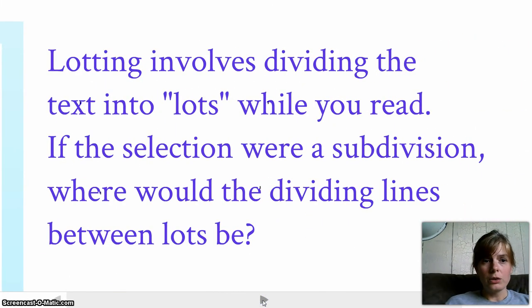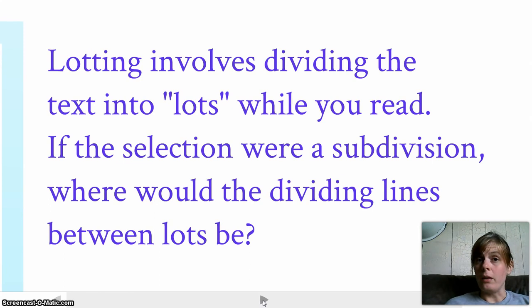So when you lot, you divide up the text into lots, just like if the text was a subdivision and we want to divide it up into different plots of ground. Of course, it'll be divided along the lines of these paragraphs have this in common, these paragraphs have this in common. If you're reading a fictional selection, you might look for the introduction, the conflict, the rising action, the climax, the following action, and the resolution. Those will be very naturally broken up.